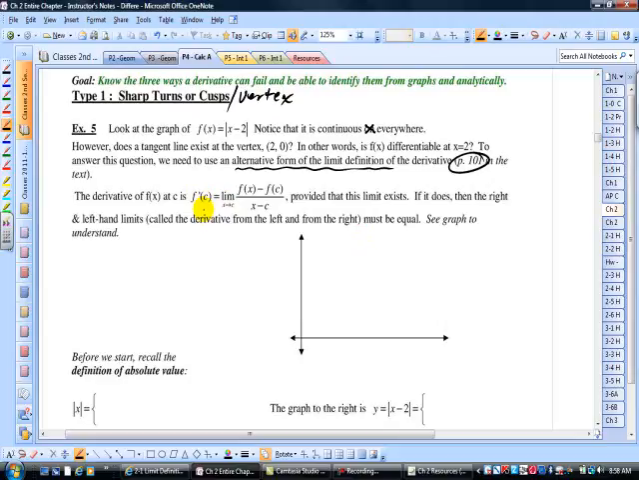Before we go into my specific example on this absolute value function, we've got to see why this limit definition makes sense. This is discussed in the textbook as well, but I'm going to discuss it here first.